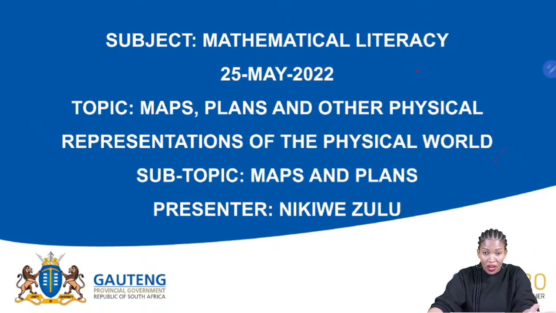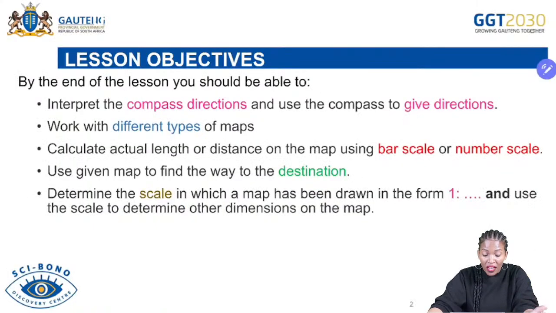Today's focus is going to be specifically on your maps and plans. By the end of this lesson, we should be able to interpret the compass directions and use the compass to give directions. We should work with different types of maps. We should calculate the actual length or distance on the map using either a bar or a number scale.